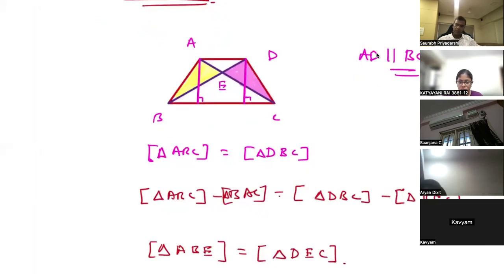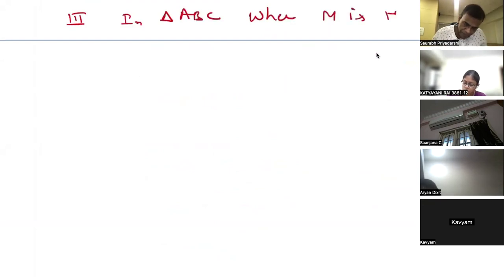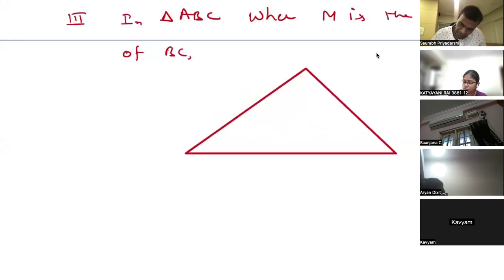Third, the basic on this is, when I'm giving you in triangle ABC, where M is the midpoint of BC, right? Just I'm taking a triangle. M is the midpoint of BC, ABC. This is point M, right?